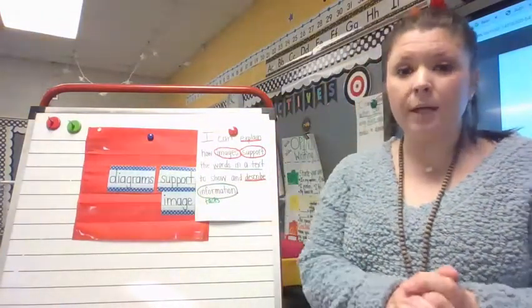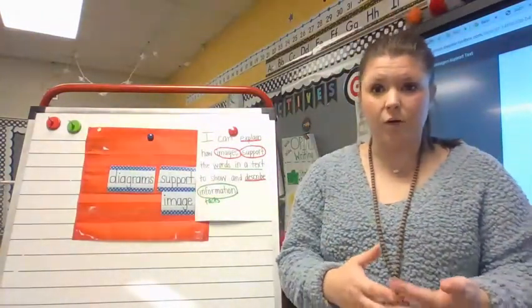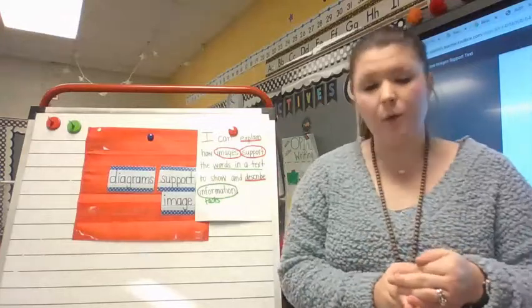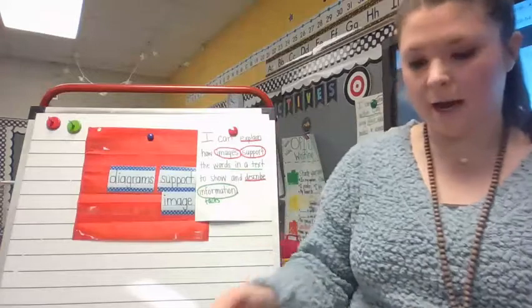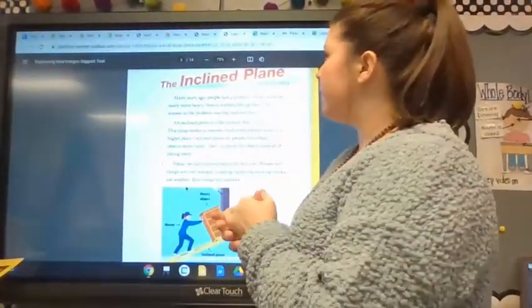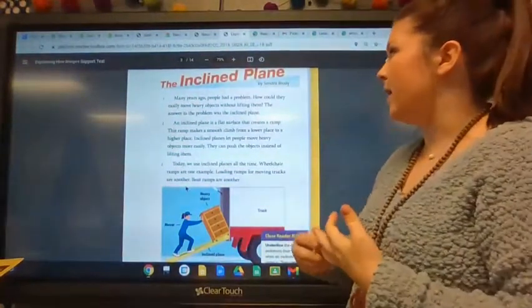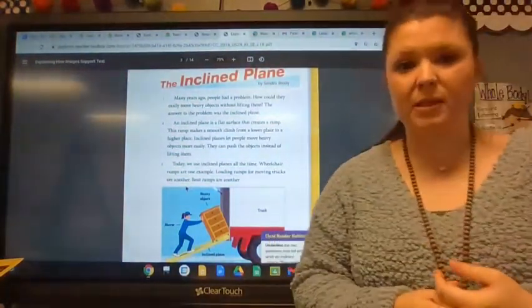All right, so now what we're going to do is turn in our Ready Reading Journals to page number 298. We're going to be looking at an article titled The Inclined Plane.